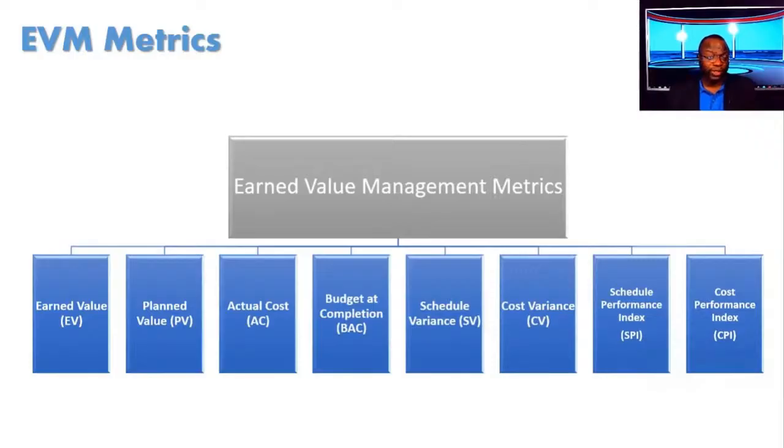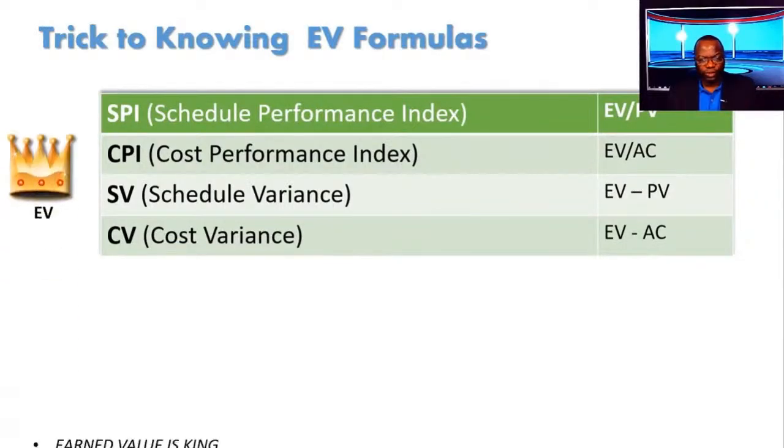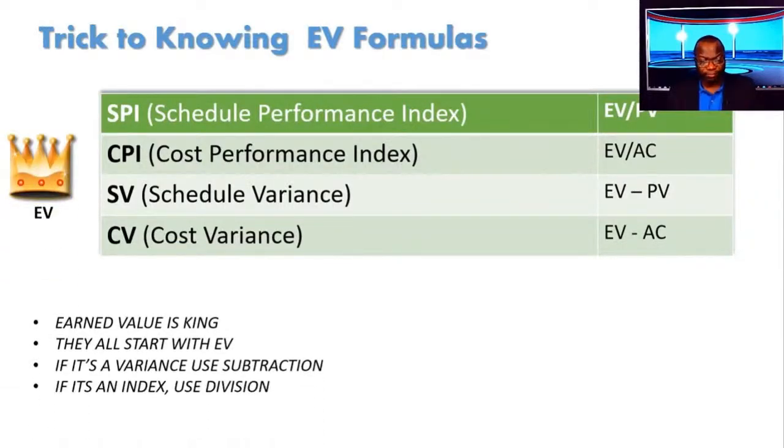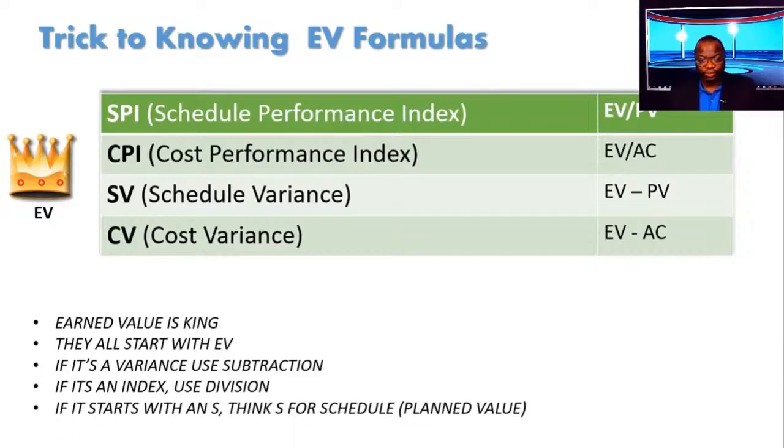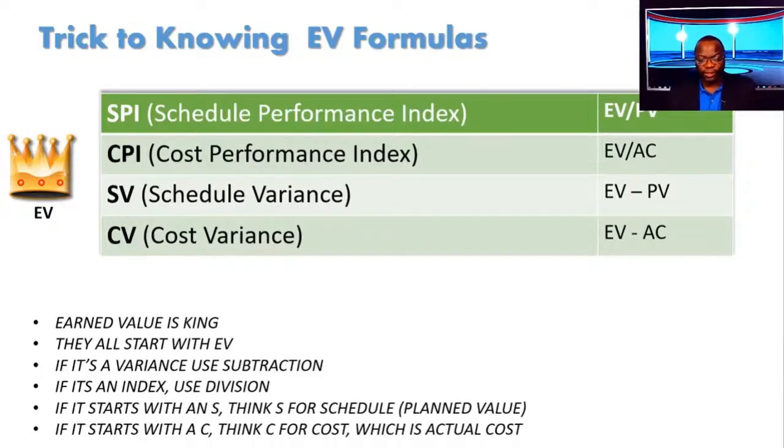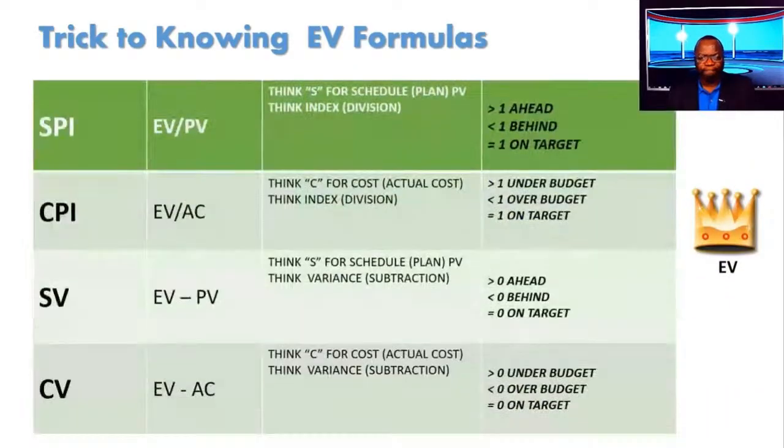So all of these metrics, folks, you know them now. Okay? We're going to go into deeper waters. So this just reiterates stuff that I've talked about. Earned value is king. They all start with EV. Variances use subtraction. Indices use division. If it starts with an S, think S for schedule, plan value. If it starts with a C, think C for cost, which is actual cost. Now there's one piece of all of this stuff I did not show you, and I should after this slide.